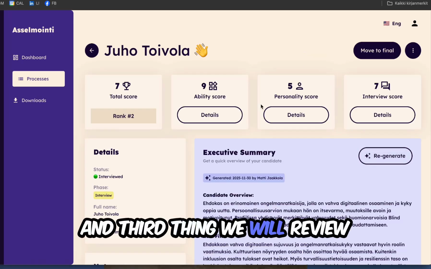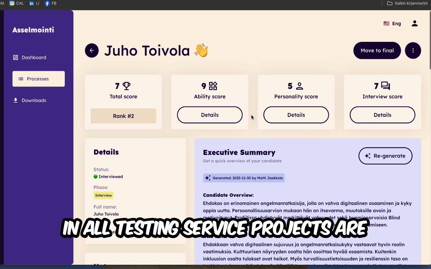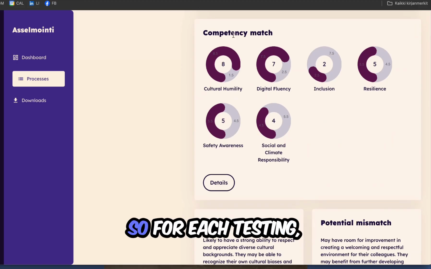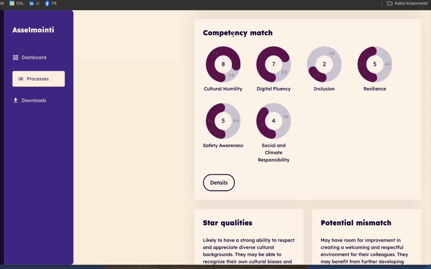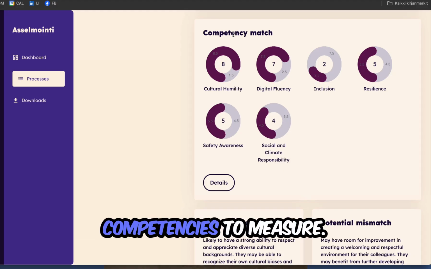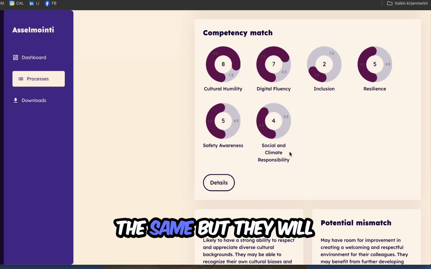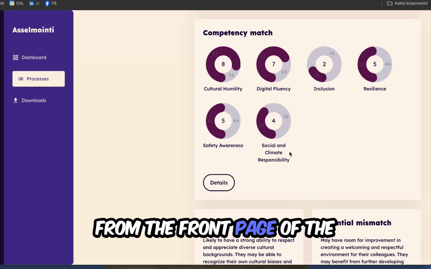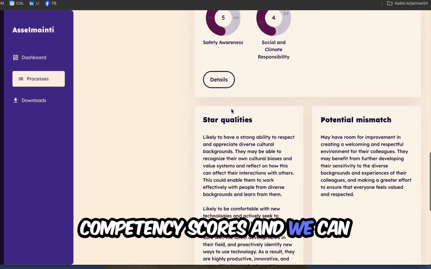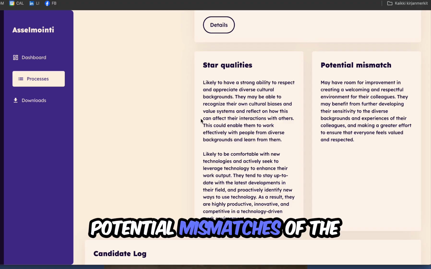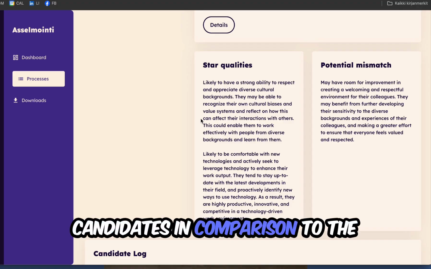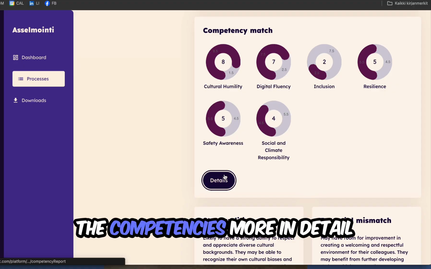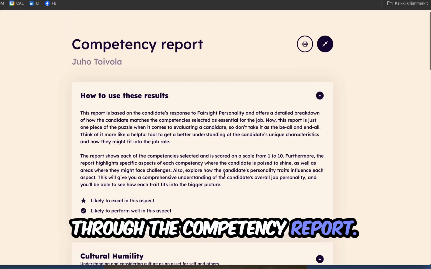And the third thing we will review in all testing service projects is the competencies of the candidate. So for each testing, we will choose a maximum of 6 competencies to measure. These will not always be the same, but they will vary depending on the role. From the front page of the candidate, we can see the competency scores, and we can also see the star qualities and potential mismatches of the candidate in comparison to the selected competencies. And we will also go through the competencies in more detail through the competency report.